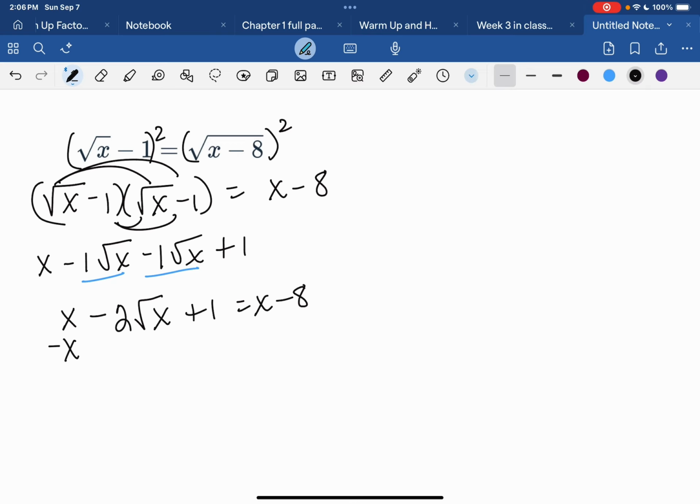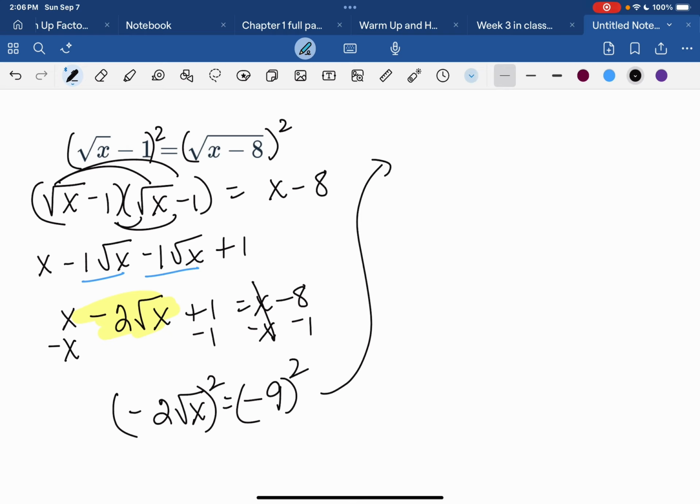Go ahead and move your x's over. Basically, I'm getting this by itself. So minus the 1, minus the 1. So I have -2 square root of x equals -9. So I square both sides. And I get 4 square root of x. Nope, 4x. 4x equals 18. So I divide by 4, and that simplifies to 9/2.